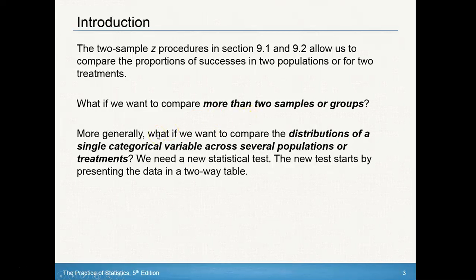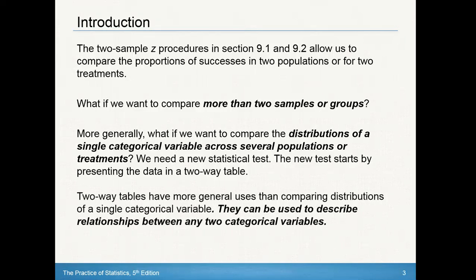So more generally speaking, we're looking at the distributions of a single categorical variable across several populations or treatments. In order to do this, we need a new statistical test, and this test is going to start by presenting the data in a two-way table. What this means is we would be taking a look at, for example, the number of people with blue hair across several populations, maybe those in Canada, those in the United States, and those in Mexico. So that would be a categorical variable, seeing how the counts are related in three different countries.